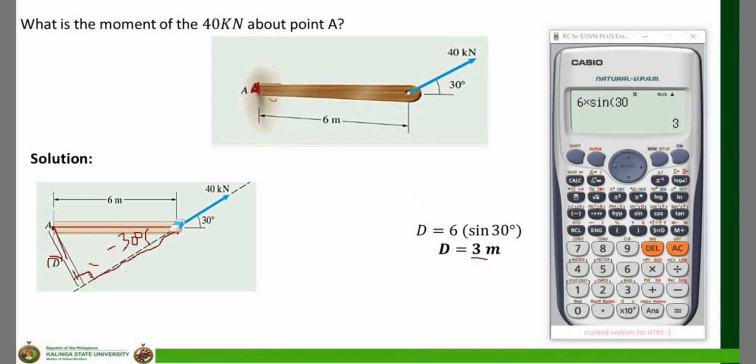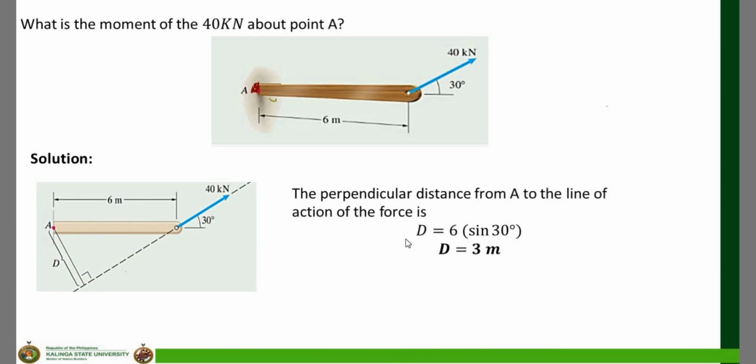Okay. So now I'll solve for the value of the moment. Moment is equal to F times d. And our F here is equal to 40 kilonewtons, and the distance is 3 meters. So, 40 times 3 is 120.